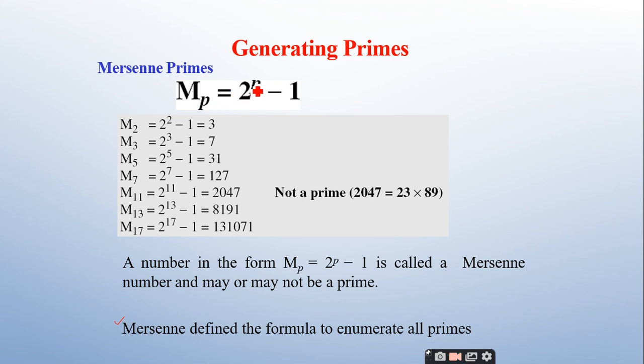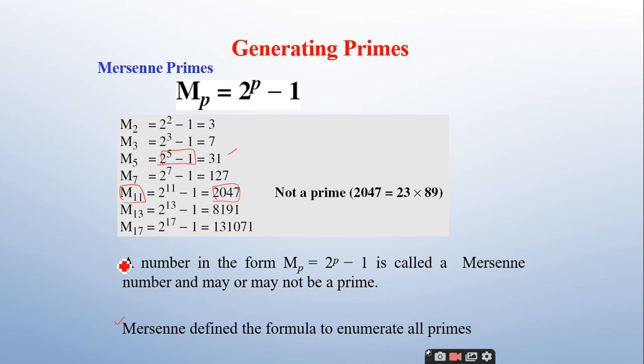M p is equal to 2 power p minus 1. For example, Mersenne of 5 I want to find. So it is 2 power 5 minus 1, that is 31. M11, it is 2 power 11 minus 1, it is 2047. But the disadvantage of this Mersenne prime is, what is the use of this Mersenne number? It is just giving a formula to list out the primes, right?